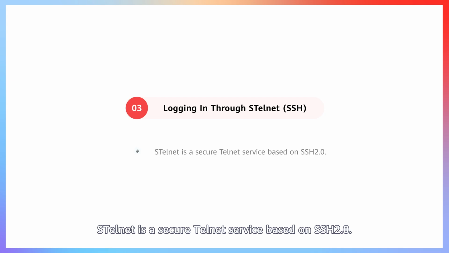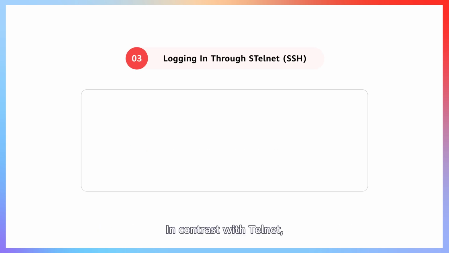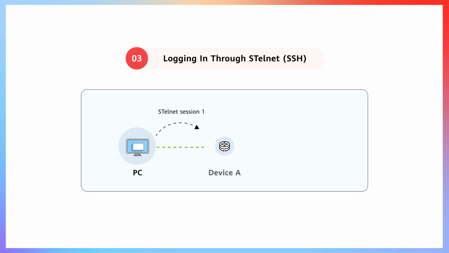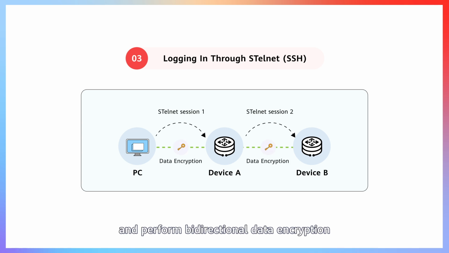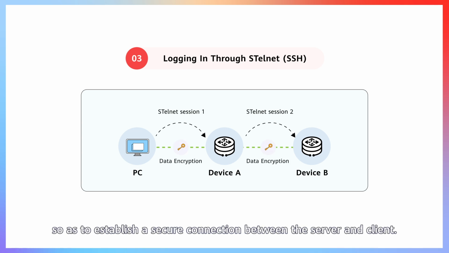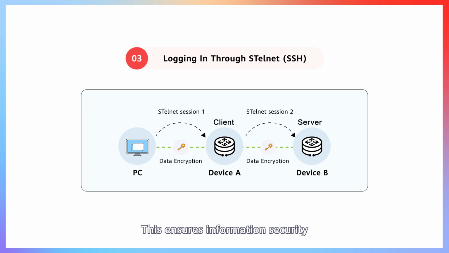STelnet is a secure Telnet service based on SSH 2.0. In contrast with Telnet, STelnet requires the server to authenticate the client and perform bidirectional data encryption so as to establish a secure connection between the server and client. This ensures information security and effectively protects the devices against attacks such as IP address spoofing and root spoofing, achieving secure device access and management.